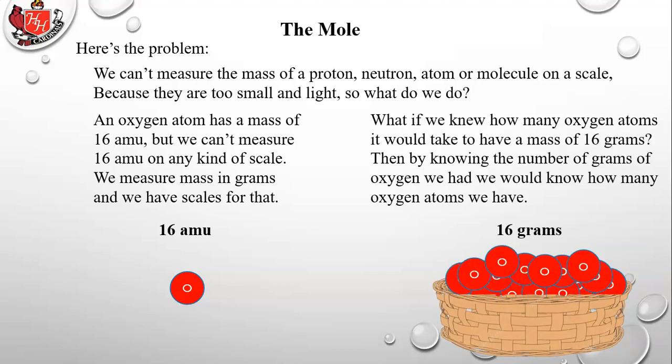So look over there on the right. What if we knew how many oxygen atoms it would take to have a mass of 16 grams? Instead of 16 atomic mass units, it would be the same number, 16, but it would be measured in grams, something that we can actually measure on a scale in the real world. Then by knowing the number of grams of oxygen we had, we would know how many oxygen atoms. In other words, if we took oxygen and put it on a scale and it weighed 16 grams, then we would know exactly how many atoms we have, because we figured out how many atoms it takes to get from 16 atomic mass units to 16 grams.